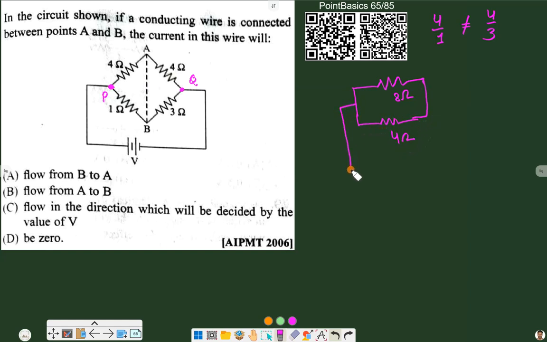Now we have a battery here of potential V. Now we will find their equivalent resistance. So their equivalent resistance will be 1 by 8 plus 1 by 4.